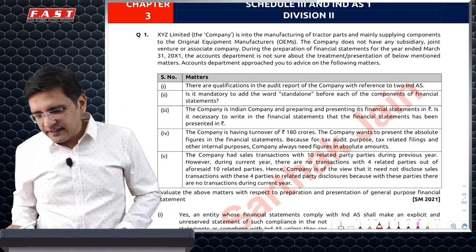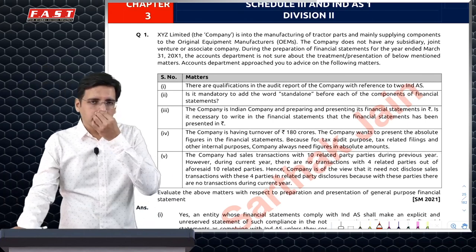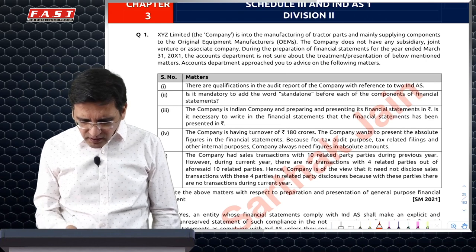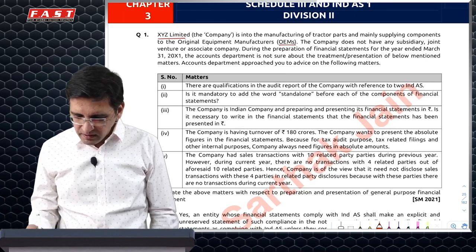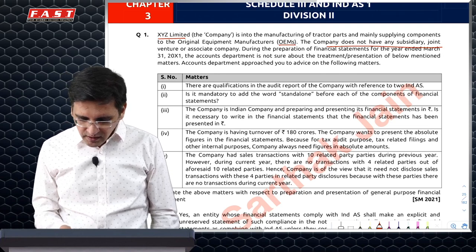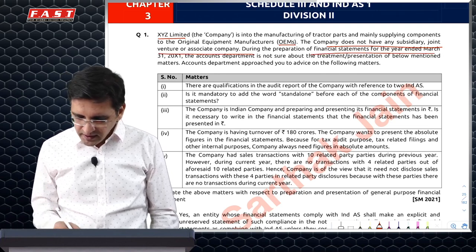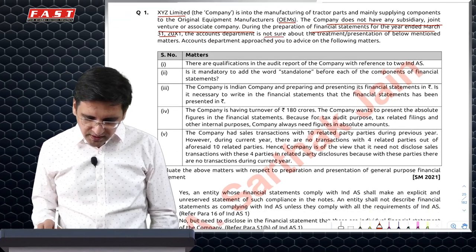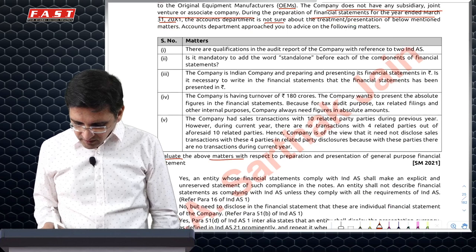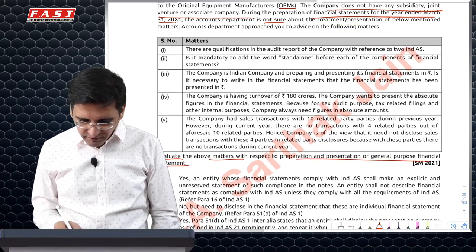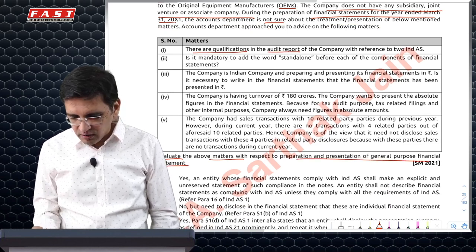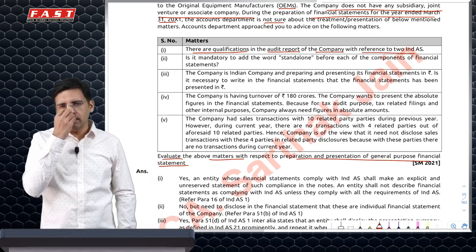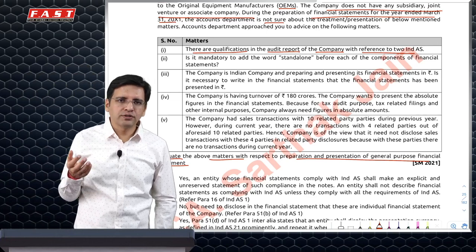First, if we get a 5-mark question from Schedule 3, possibly this could be one of those questions. The question says XYZ is a loan company, it has no subsidiary or JV, 31st March 2001. We're not sure about certain things and they want your evaluation and preparation of financial statements. It says there is a qualification in the audit report of the company with reference to 2 Ind AS. We would simply say that the auditor may qualify the report. The question ideally should have been more explicit.